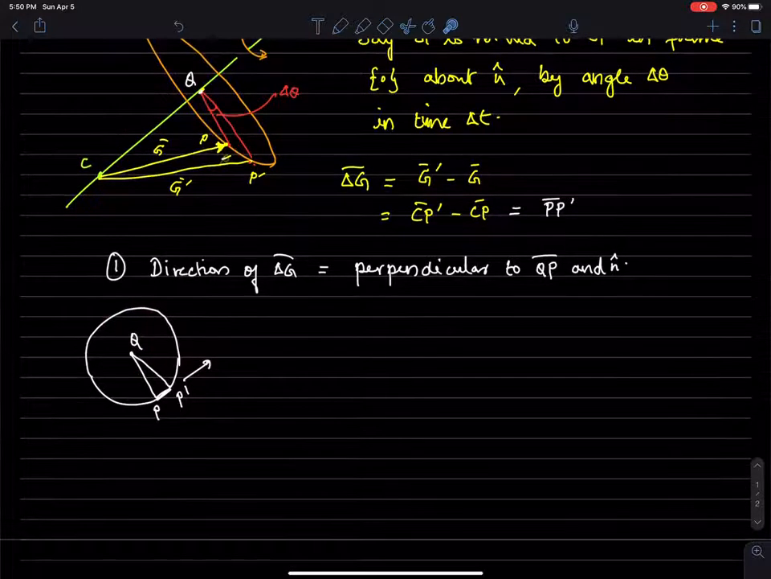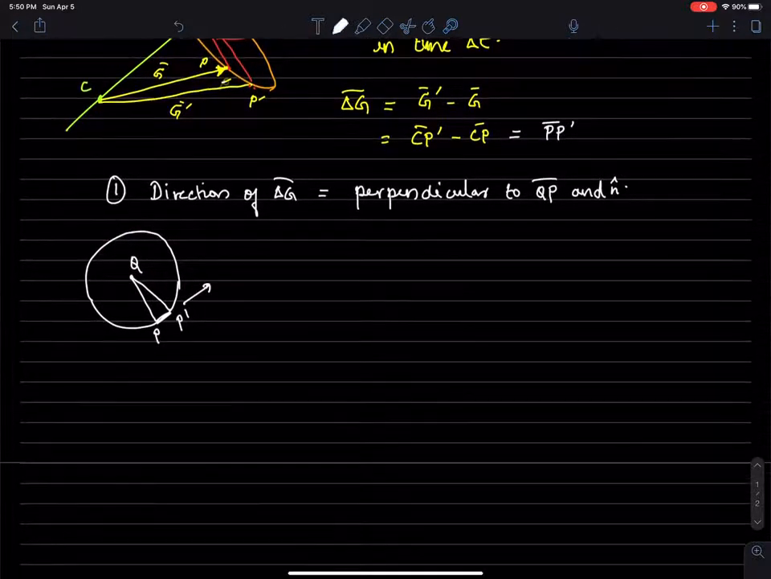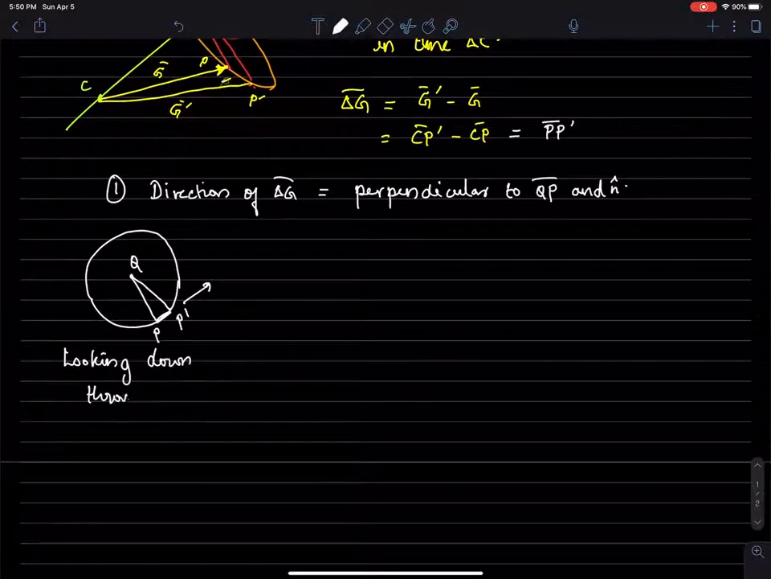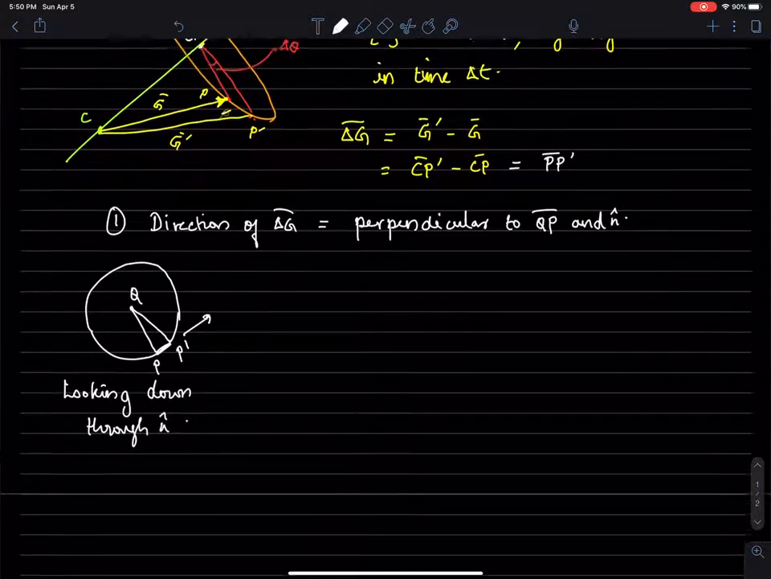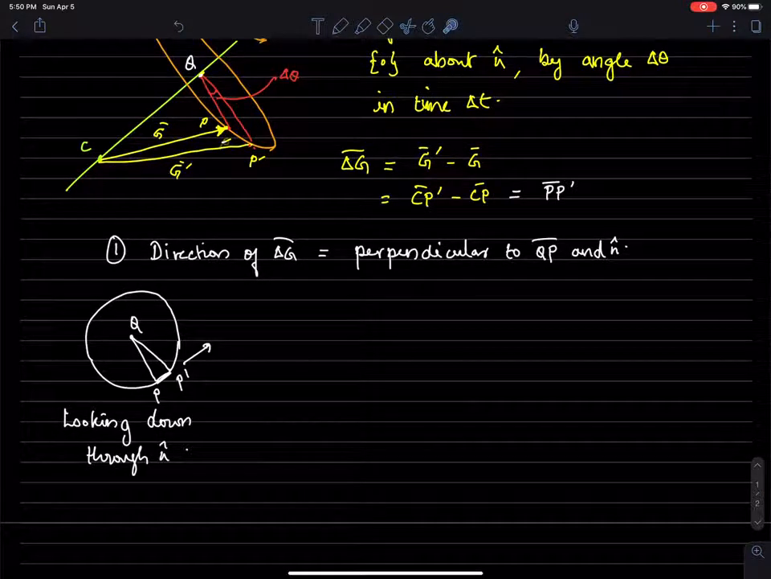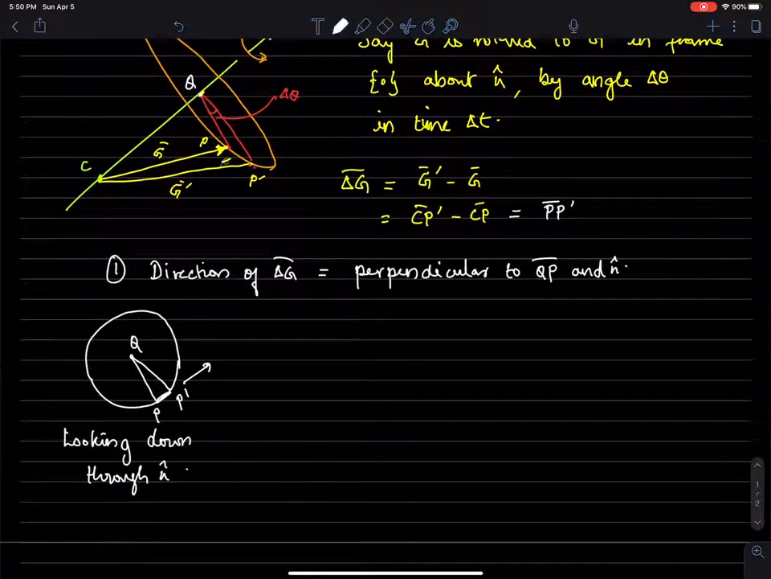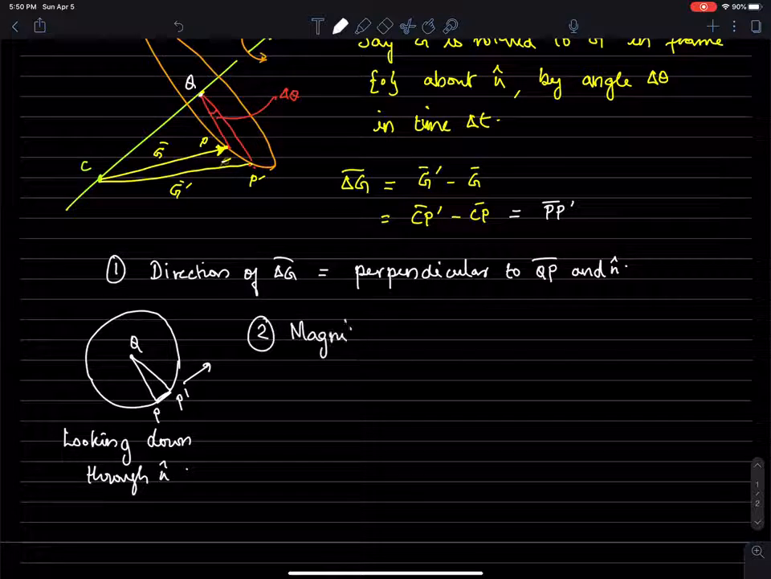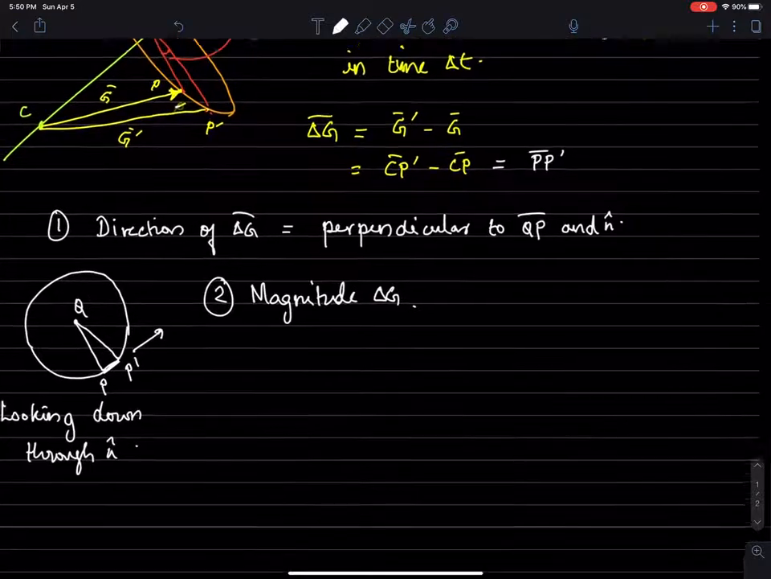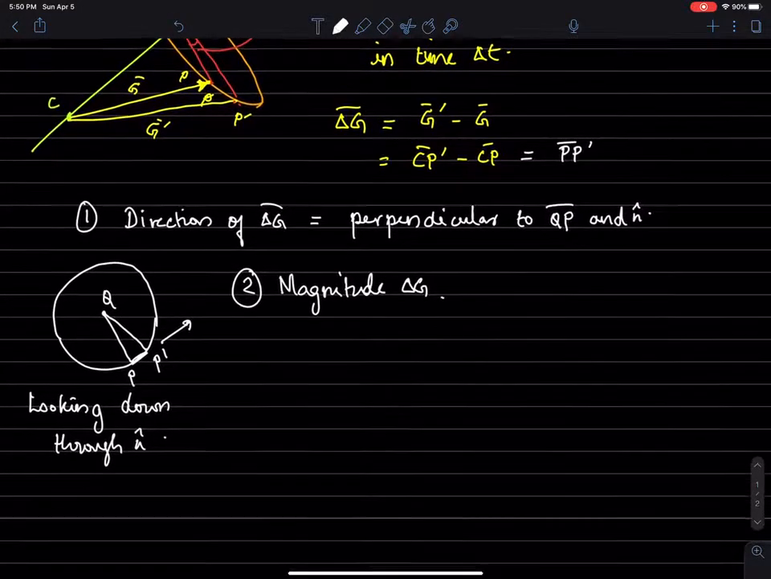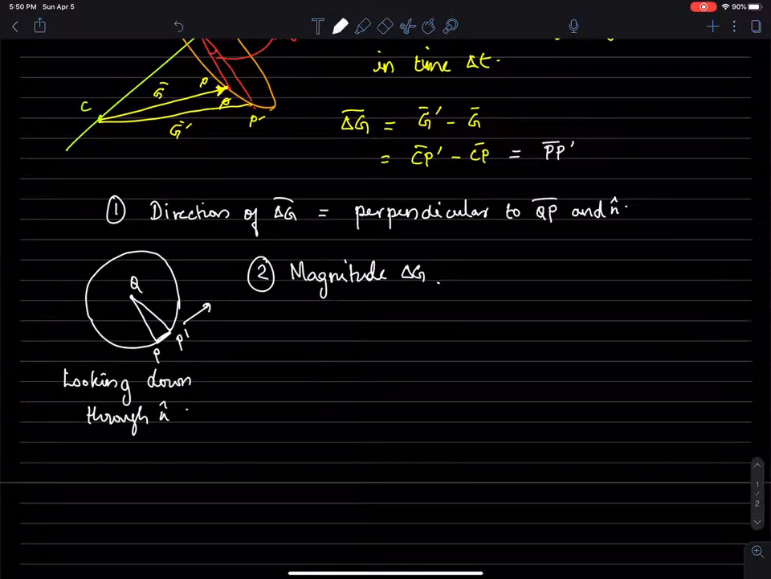Okay, this view is looking down on N. Okay, so we know something about the direction of delta G. What is the magnitude of delta G? Okay, so the magnitude of delta G, we'll show this in a minute, but let me just write down what it is.